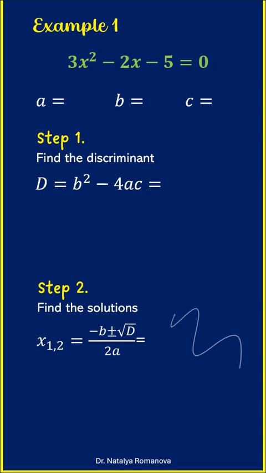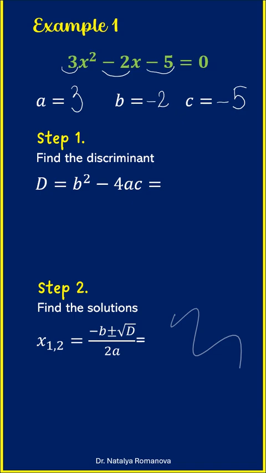Example: 3x squared minus 2x minus 5 equals 0. The first step, we write the coefficients a, b, c. Coefficient a is the coefficient of x squared, which equals 3. Coefficient b is the coefficient of x. It is negative 2. You need to take the number in front of x with its sign. Coefficient c equals negative 5.